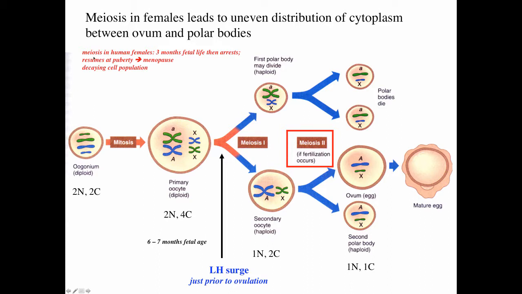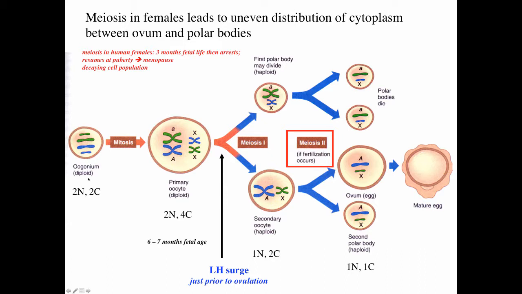As you probably know, meiosis in human females begins at 3 months of fetal life, and it then arrests, and it remains arrested until puberty, and then at puberty meiosis resumes, and it continues through menopause. We talk about meiosis in human females as reflecting a decaying cell population, and we'll talk about this in more detail as we talk about the female reproductive system.